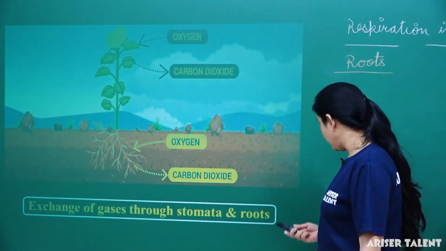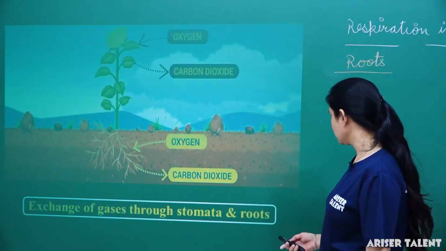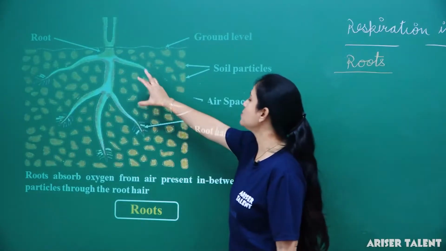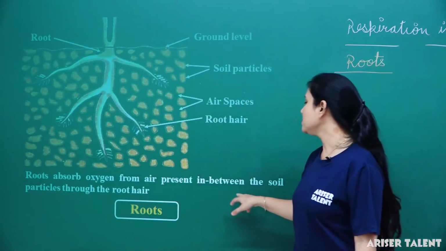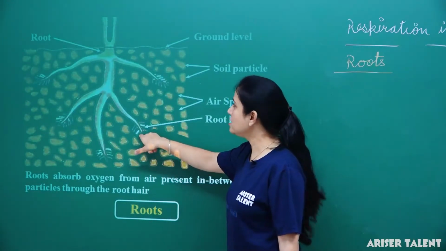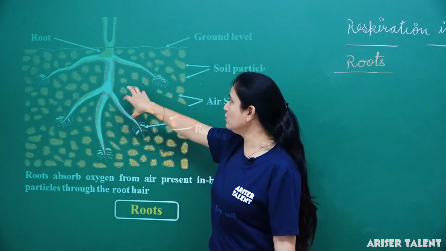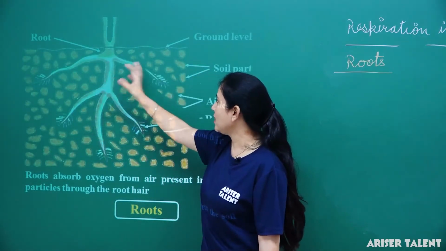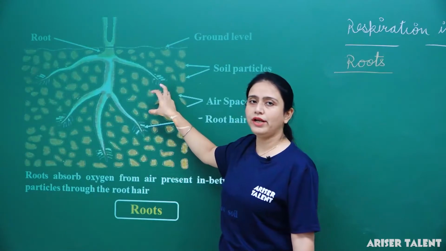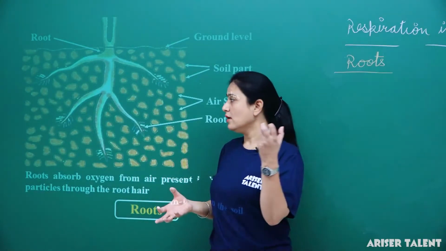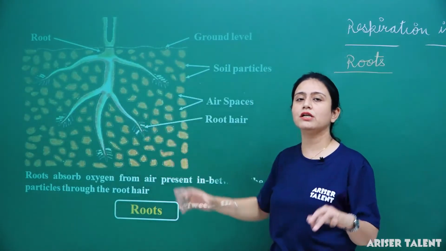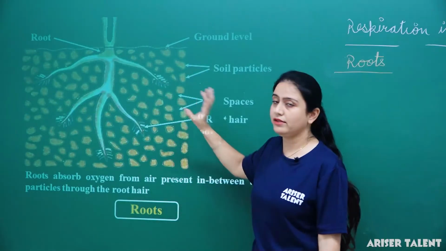Now let me explain it by the structure of roots. Here we can see the structure of roots. What happens? Roots absorb oxygen from air present in between the soil particles through the root hairs. These are root hairs. This is the structure of root. Generally taproot is there, one main root and the side roots. These side roots all have root hairs. These root hairs absorb the oxygen which is present between the soil particles. Then after the process of respiration, it releases carbon dioxide again by these roots only.